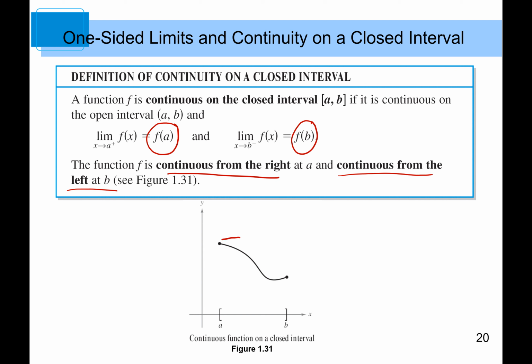It's like this. At this point, this limit exists. At this point, the limit exists. In that case, we know that it's continuous on the closed interval, square brackets a comma b.